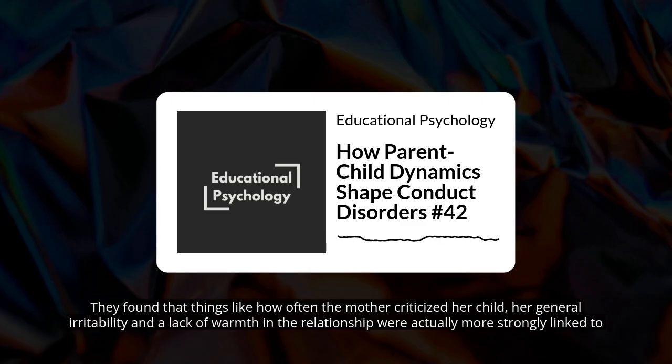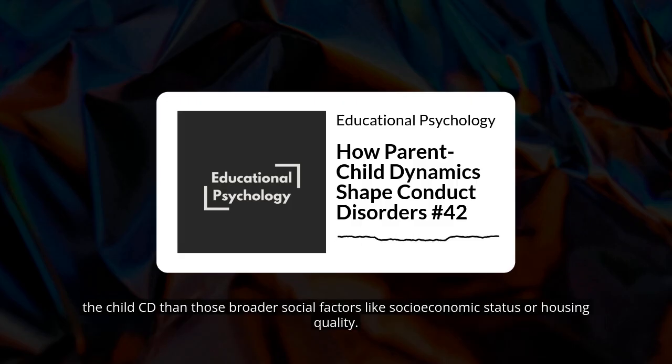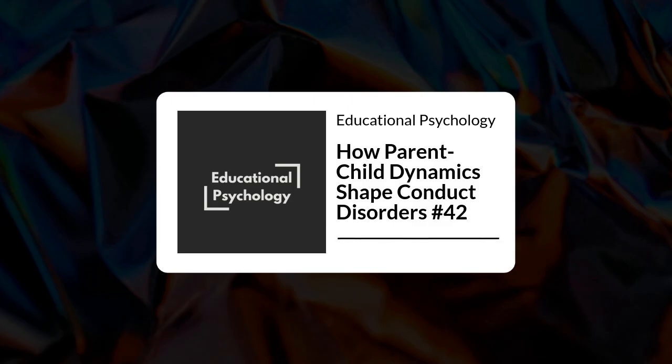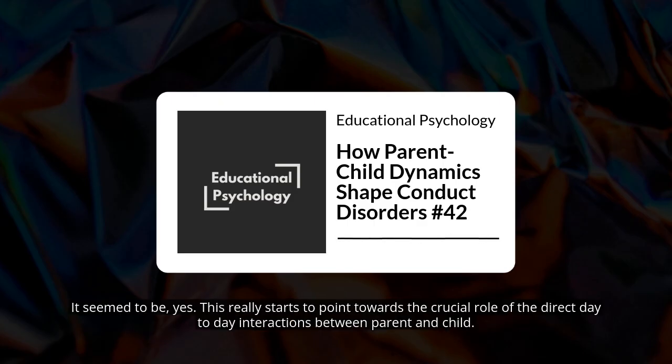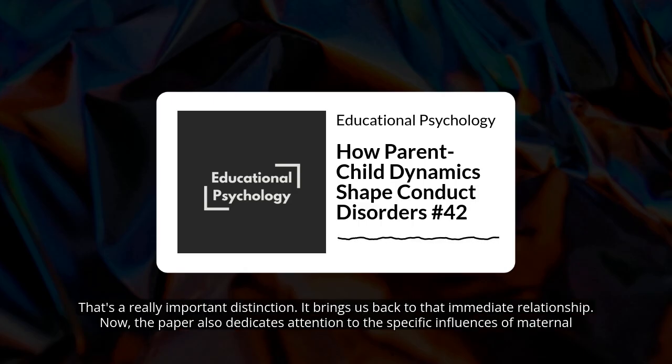They found that things like how often the mother criticized her child, her general irritability, and a lack of warmth in the relationship were actually more strongly linked to the child's CD than those broader social factors like socioeconomic status or housing quality. Huh. So the interaction itself was a stronger predictor. It seemed to be, yes. This really starts to point towards the crucial role of the direct day-to-day interactions between parent and child. That's a really important distinction. It brings us back to that immediate relationship.